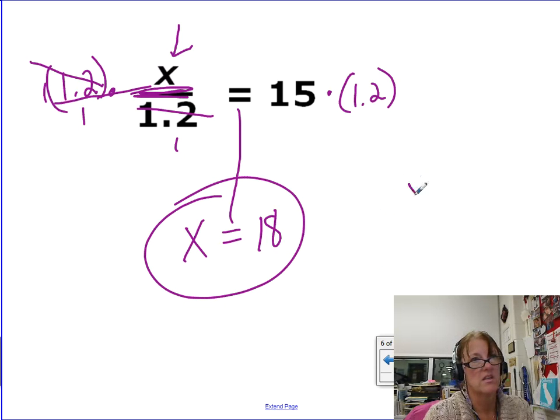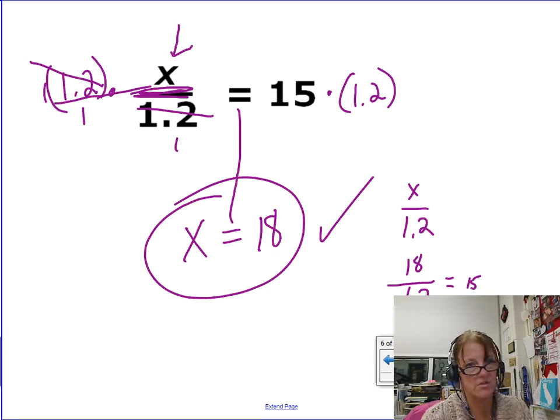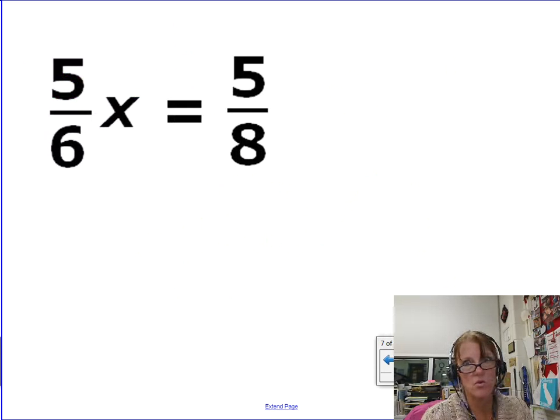Let's check it. My original equation started like this. I have to take 18 and divide it by 1 2/10. Plug that in on your calculator. Sure enough, checks out. Oh, let's look at this. Yay! Now, this is interesting.